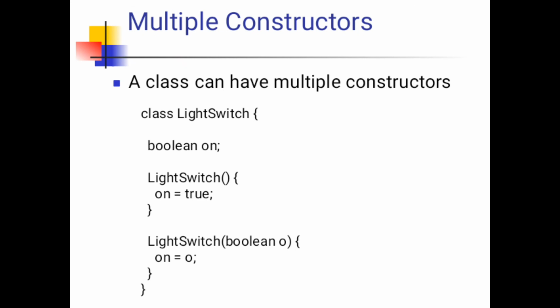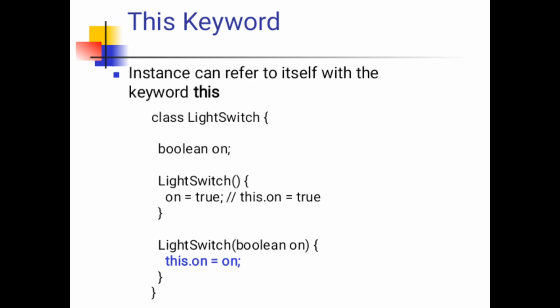A class can have multiple constructors. This is how I display it. This is a constructor. This is a constructor. A class can have multiple constructors. These are the constructors: LightSwitch, and then LightSwitch with a boolean. Let's move to that.